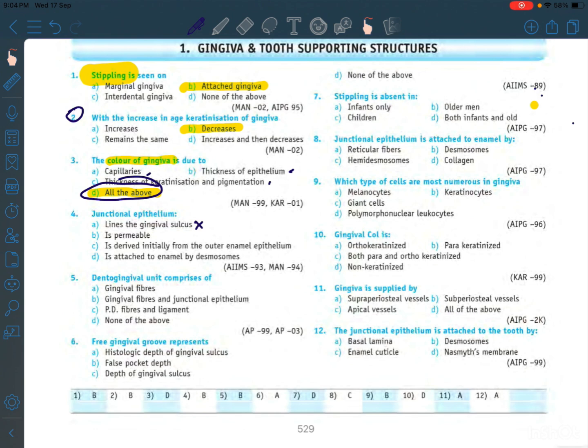So which epithelium lines the gingival sulcus? It's sulcular epithelium, not gingival epithelium. B, is it permeable? Yes, it is permeable because it has wide intercellular spaces. Junctional epithelial cells are loosely packed with large extracellular spaces, which allows passage of fluid, cells and molecules. Also there are fewer desmosomes present in this area, which makes the adhesion between cells weak, hence there is more permeability. Also the junctional epithelium is really thin.